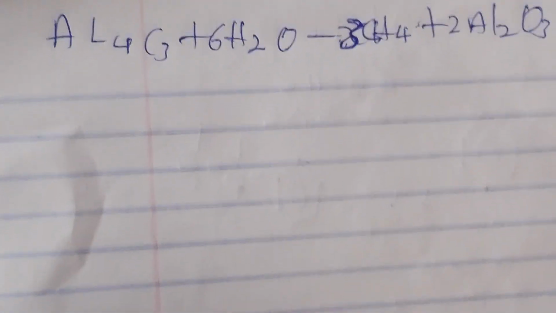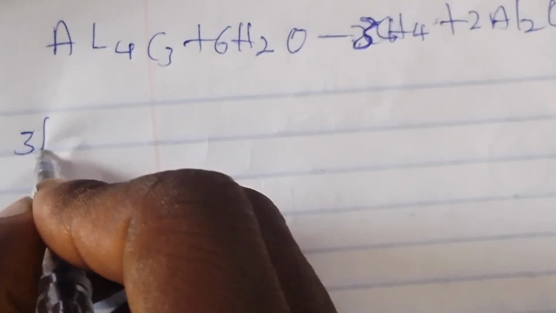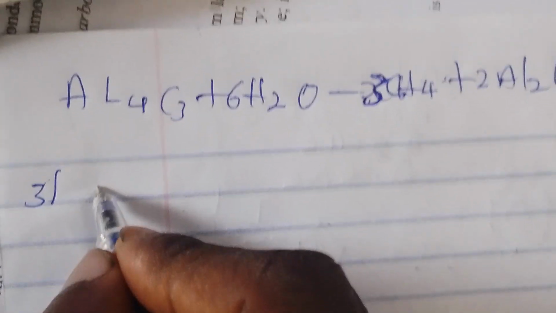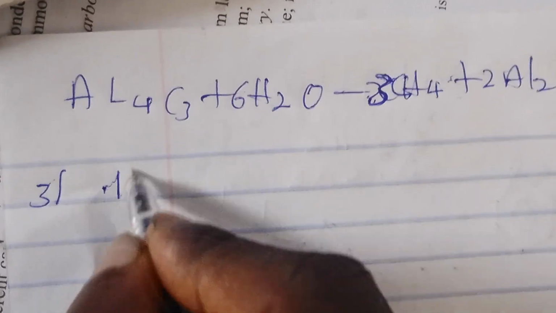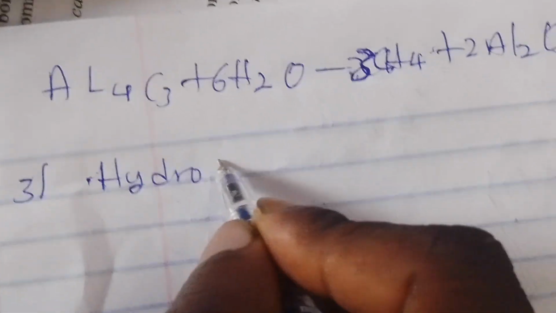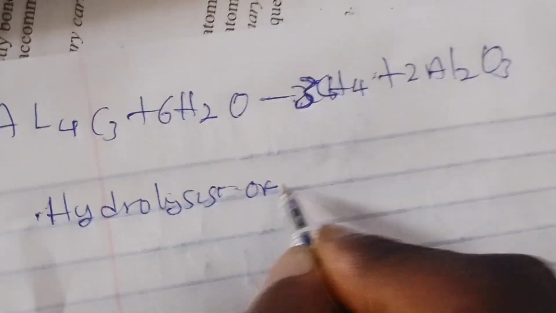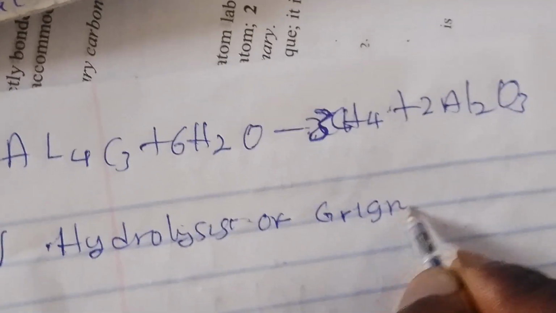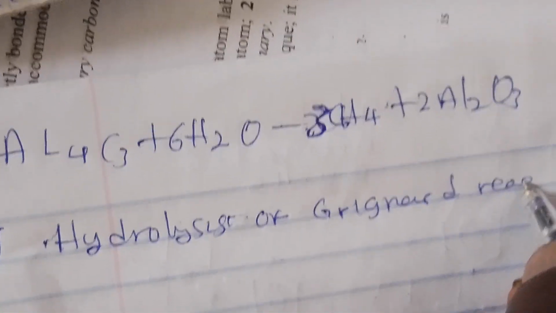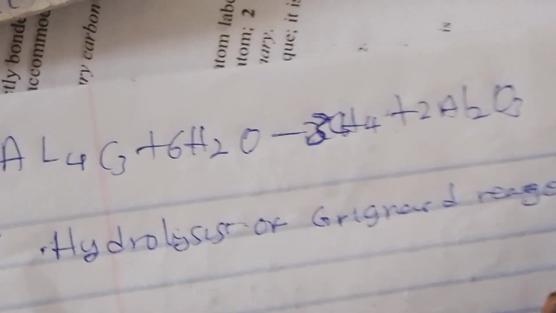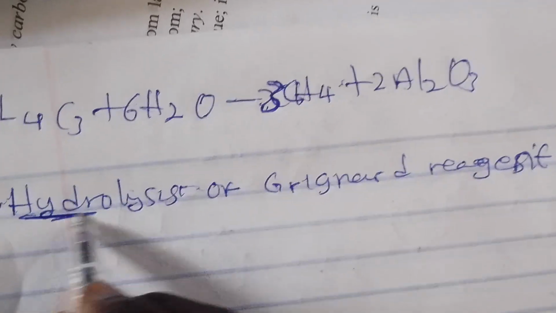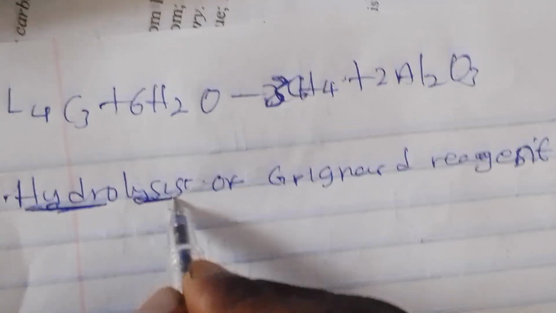Then another one, this one is number 2. Number 3 is that we can prepare the alkane from the hydrolysis of Grignard reagent. Now when you are talking about hydrolysis, hydro means water, lysis means break it down.